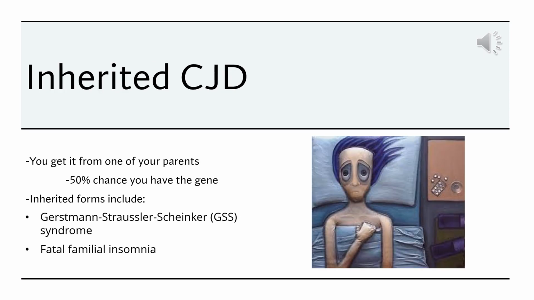Inherited CJD. Inherited CJD is you inheriting the CJD gene from one of your parents. So if one of your parents has the gene, there is a 50% chance that you do as well. Two inherited forms include Gerstmann-Straussler-Scheinker, or GSS syndrome, or fatal familial insomnia.